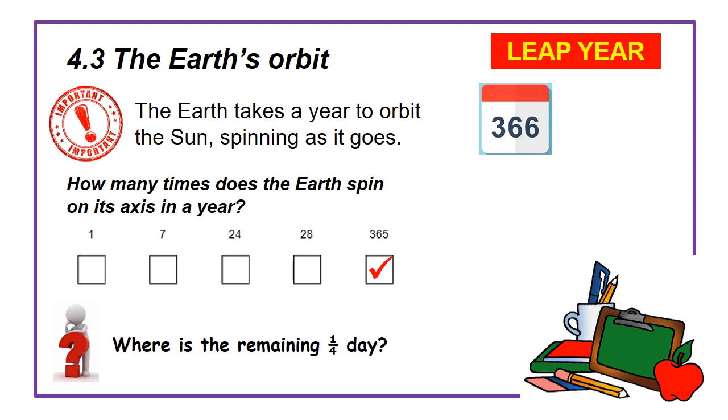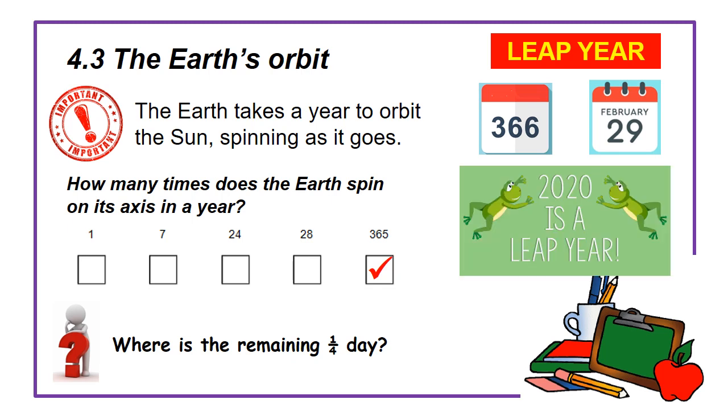Now, where is this extra day in a leap year? It is in Feb 29. As a matter of fact, this year, 2020, is a leap year. So the next leap year will be in 2024.